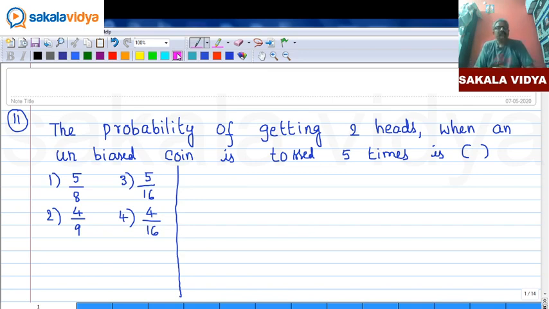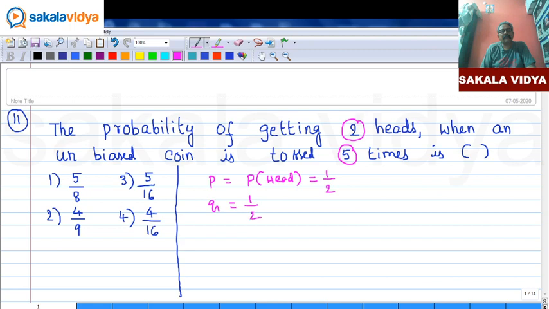Right. So now the probability of getting 2 heads when unbiased coin is tossed for 5 times. First, for example, when a coin is tossed, what is the probability of getting a head? That is a P. P is equal to probability of getting head. So when a coin is tossed, that is 1 by 2. So Q will be obviously 1 minus P, that will be 1 by 2. Here N equals to 5. What we need to find out? Exactly 2 heads. P of x is equal to 2.